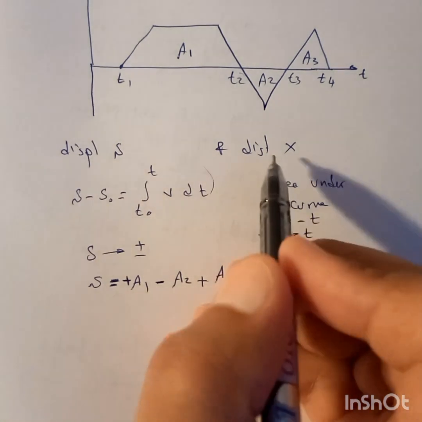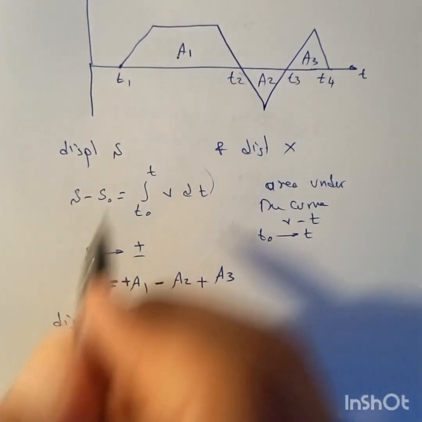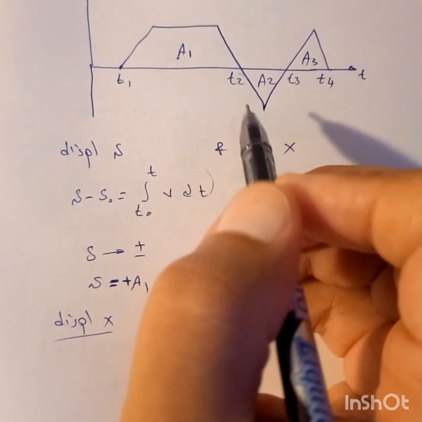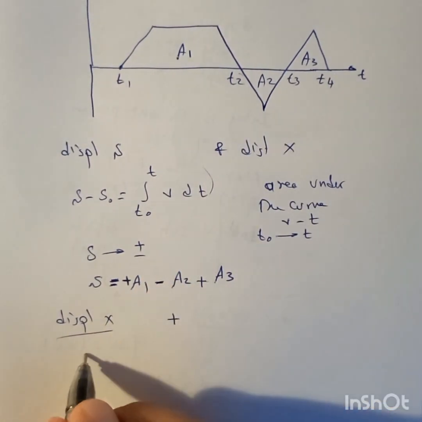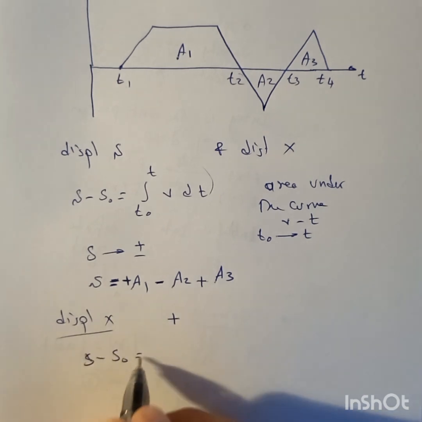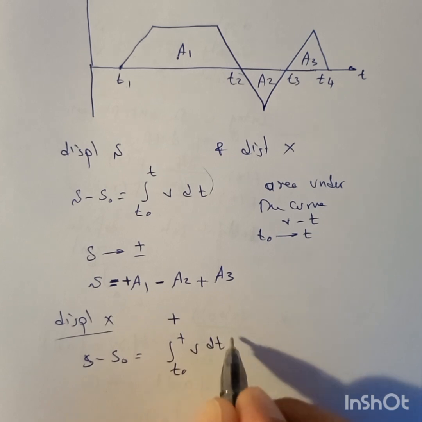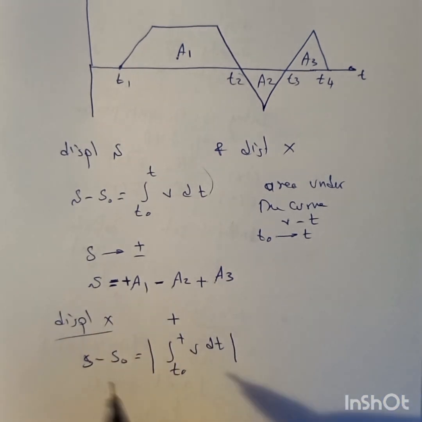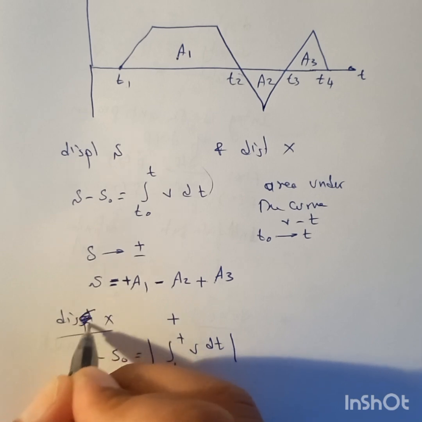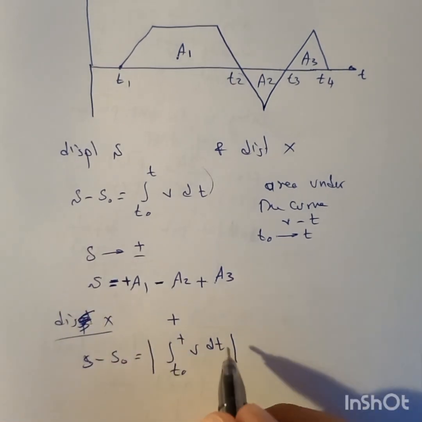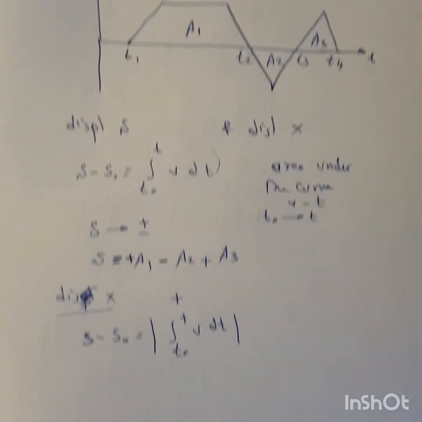Here we can also find the distance x from t1 to t4. As distance is always positive, we can use s minus s naught equals the integral from t naught to t of v dt, but we have to use the modulus in this case, as distance is always positive. Then we have to use the modulus in this relation, in this form.